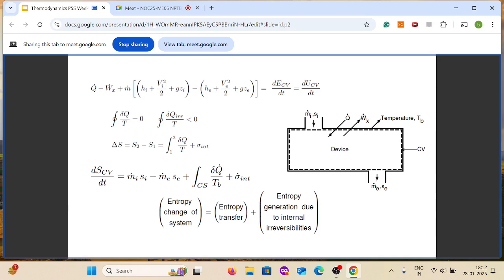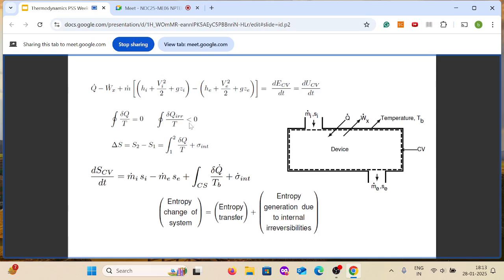This is true for a reversible case. When you have an irreversible system, that will always lead to entropy generation. So that comes out to be the cyclic integral of dou q by T is always less than 0. For our convenience, to make it equal to 0, we add a term called entropy generated, which is sigma int. That is the amount of entropy generated for a process.